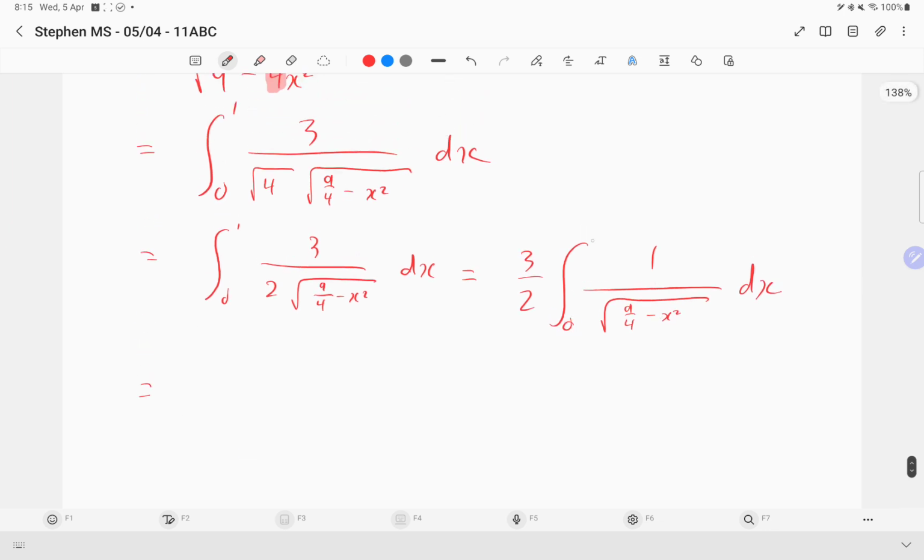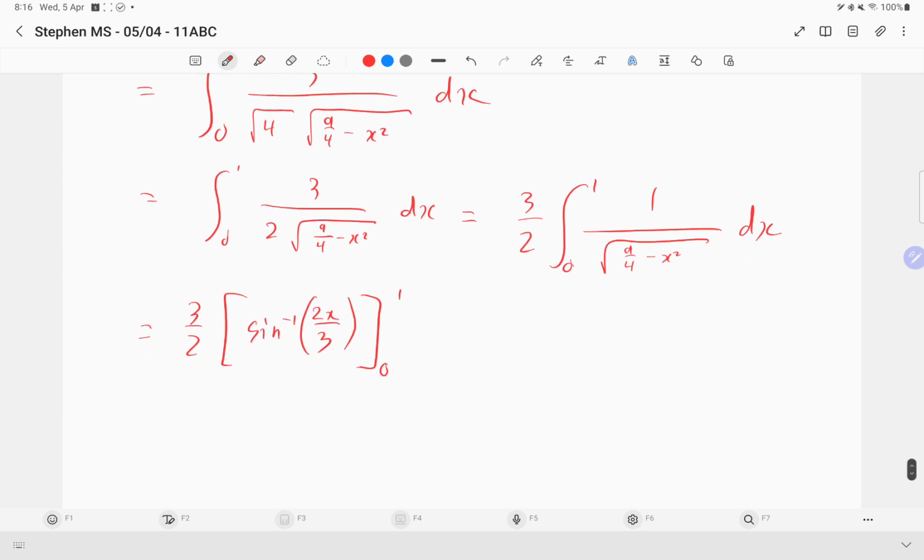Yes, and that's from 0 to 1. So that would be 3 on 2, and then inverse sine, right? And then 4x on 9. Oh, no, 2x on 3. Watch out, your a is square root again. Make sure you watch out for your a's. Then that will be 3 on 2 inverse sine of 2 on 3 minus inverse sine of 0.